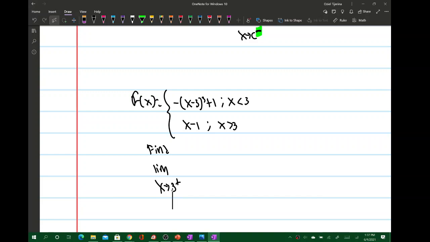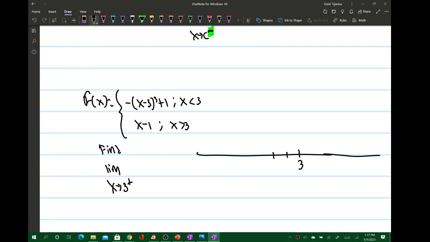If you really try to think about it, you have to use your brain a little bit. When they say the limit as x approaches 3 from the right, you have to ask yourself, what is to the right of 3? If I do a number line, I have 1, 2, 3 over here. What is to the right of that? Well, it's going to be 4, 5, 6, and so on.